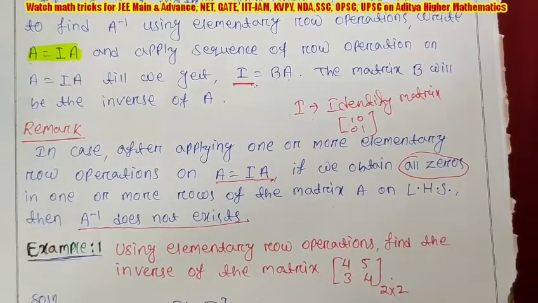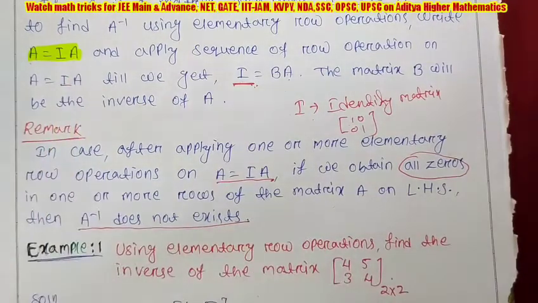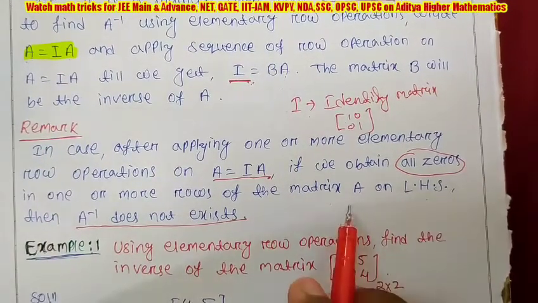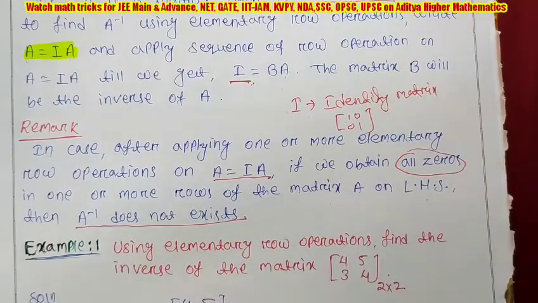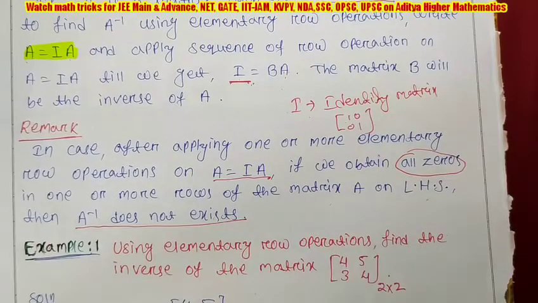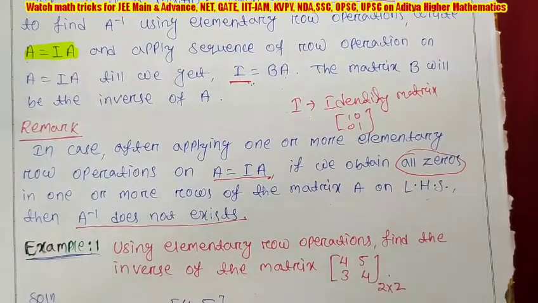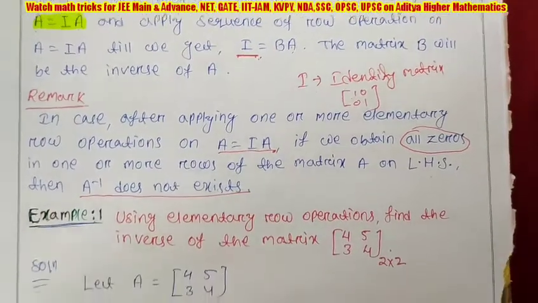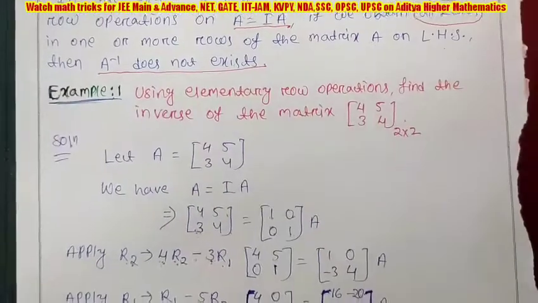That means when we are applying elementary row operations to the matrix equation A equal to IA, if you get some row on the left hand side matrix A with all elements 0 after applying elementary operations, then the conclusion is that A inverse does not exist. I will also solve one question of this type. So watch the full video to clear your concept.